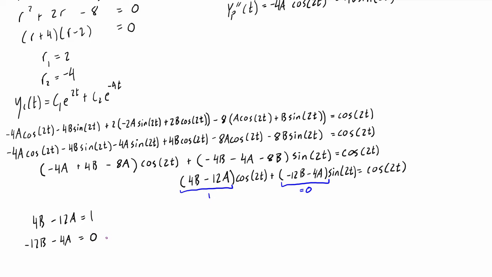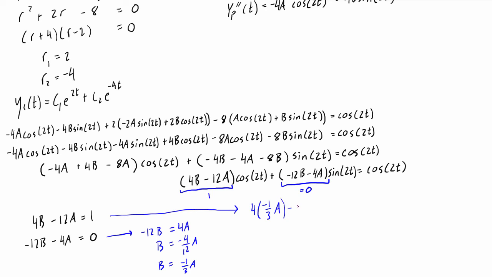Now we have two equations with two unknowns, so we can solve for a and b. Let's start with this equation. We can rearrange it to get negative 12b equals 4a, so b equals negative 4 over 12 a, which is basically negative 1/3 a. What we want to do is plug that into the other expression. So if we plug in b, we have 4 times negative 1/3 a minus 12a equals 1.